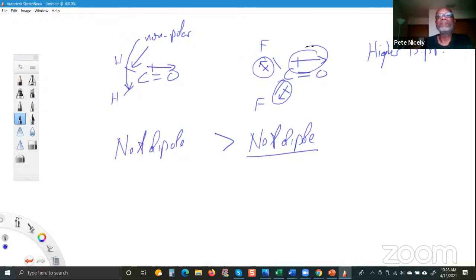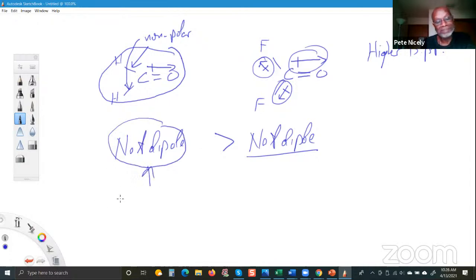So as a result, hold on, maybe I misspoke. Hold on, let me see here. Actually, you were right the first time, my bad. This would have a higher boiling point, all right? Because the net dipole moment here is greater, which means that the dispersion forces here would be greater than the dispersion forces for the next one. So I apologize for that. That's my mistake.